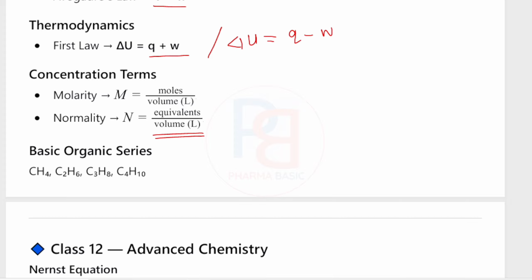Basic organic series. These are the hydrocarbons. Hydrocarbon means the molecules contain hydrogen and carbon. Those are called hydrocarbons. This is methane, ethane, propane, butane, pentane, hexane, and so on.